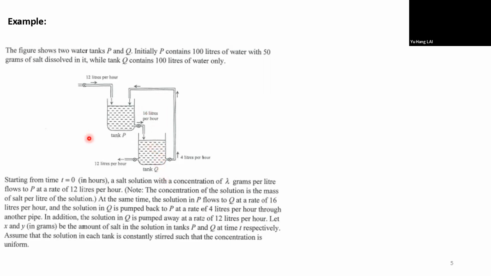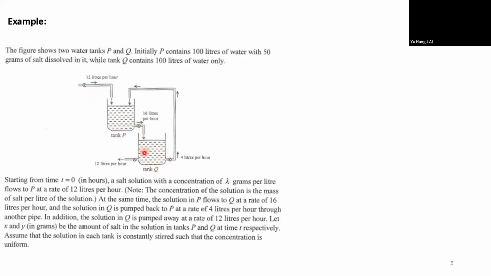So here we have a system that contains two water tanks, and the two water tanks contain salt water. You can see that we have this pipe that inputs some salt water into this tank P. Then there is output from tank P. Some salt water from tank P will flow to tank Q.